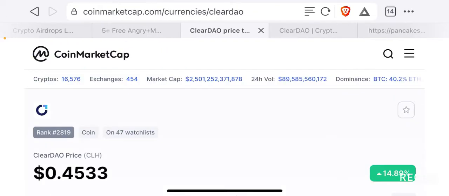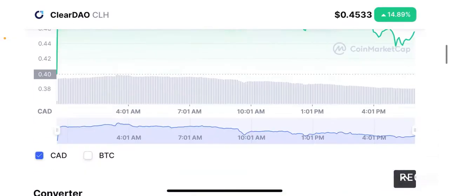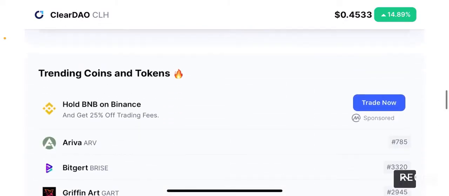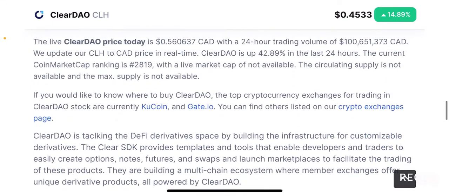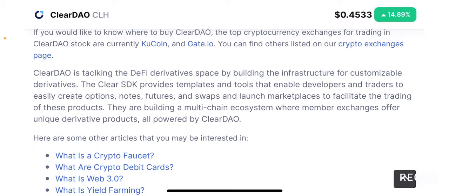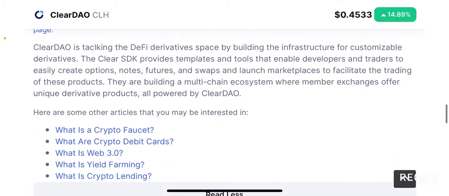So for the purpose of this video, we're going to rely on the information present on CoinMarketCap's page for this token, along with some information that is presented on the website itself. But this is only going to be a peripheral analysis, which means you need to do your own in-depth research before you put your hard-earned money on this token, right?